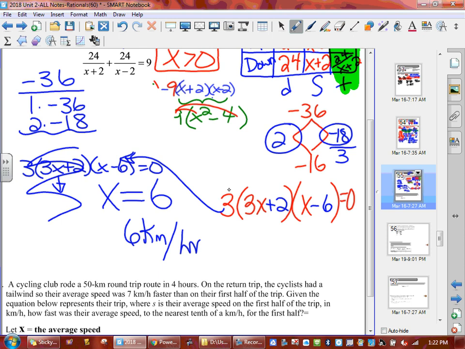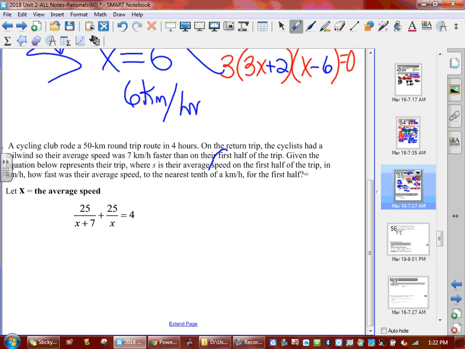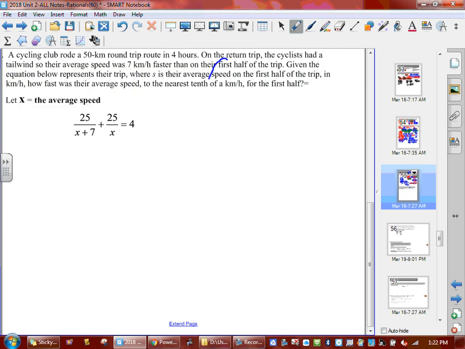All right, everybody has this cycling one underneath it. The cycling club is done almost identical. So I will give you the answer to the cycling club, and you guys can figure that one out on your own. So we end up with x equaling 9.9 or 10. Okay, they do want it to the nearest tenth, so that's why it's 9.9. You're going to end up with this, 4x squared minus 22x minus 175 equals 0.